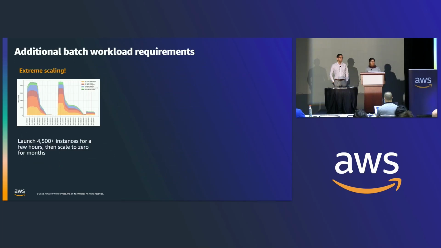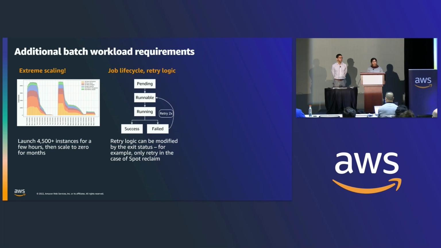Speaking of extreme scaling, here is an example of one of our customers. They ran 20K molecular modeling simulations and launched about 4,500 instances across 6 different AWS regions, which is the color gradations that you can see here. From there, they scaled down to a much lower number of instances for months to come. This is an example of one of the scaling requirements for batch workloads. There are a few more requirements here that I'm going to walk through next.